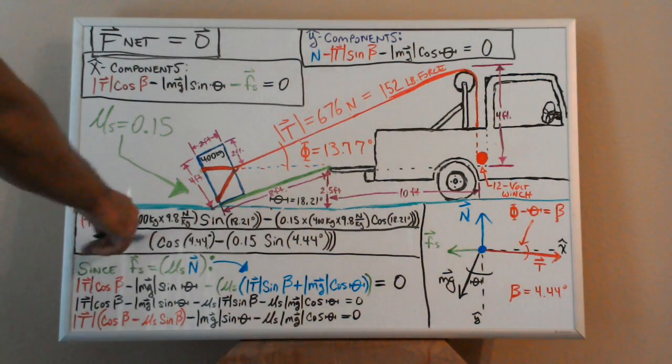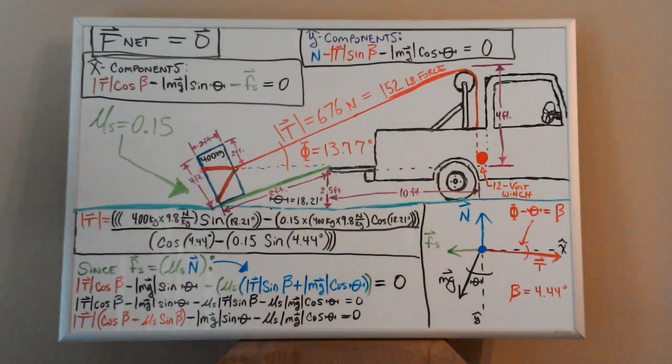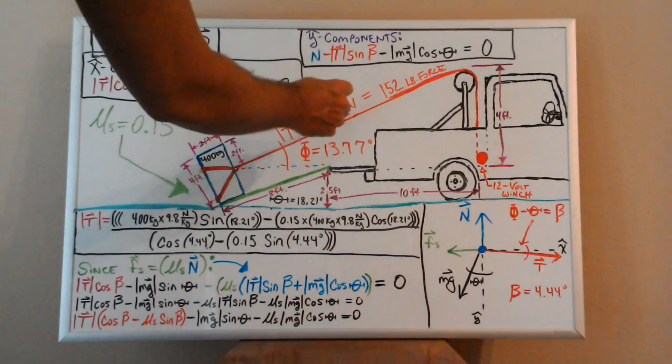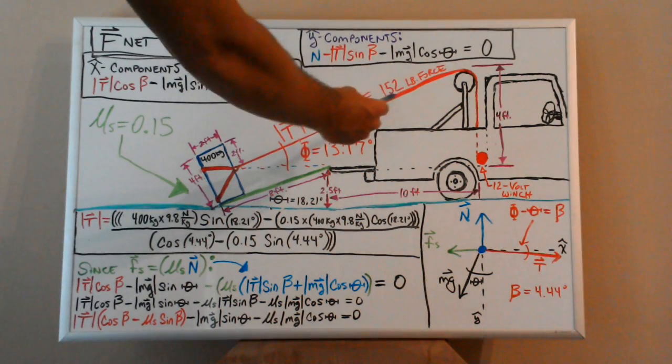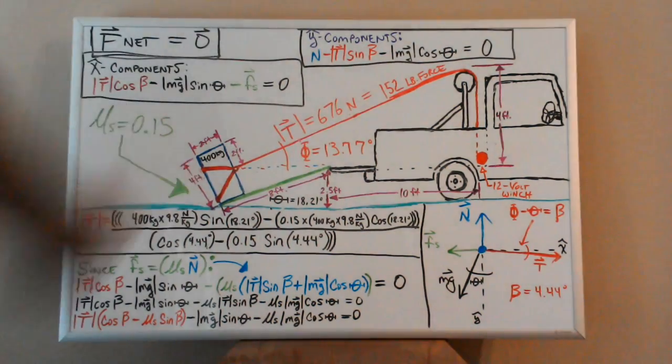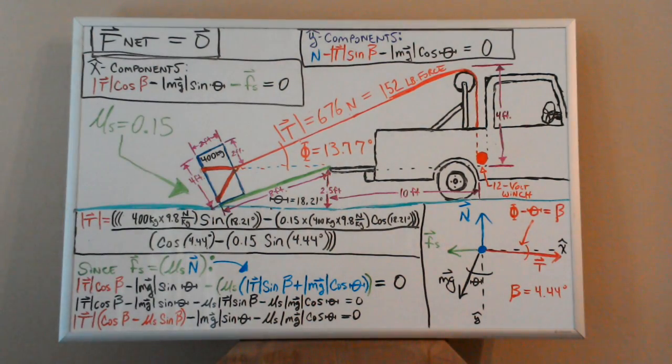We plug in our numbers finally and come up with a force of 676 newtons required to break this out of equilibrium and pull it, which is equal to about 152 pounds of force. So you don't need a very big winch to pull something that's close to 900 pounds.